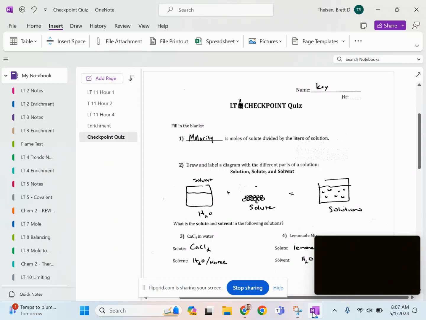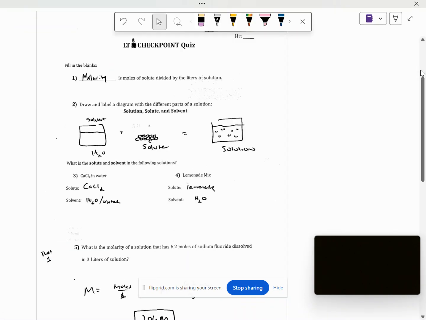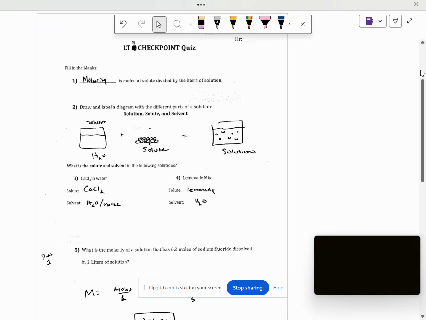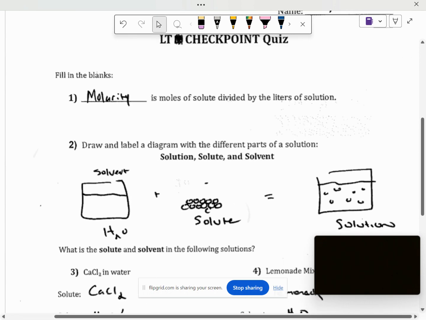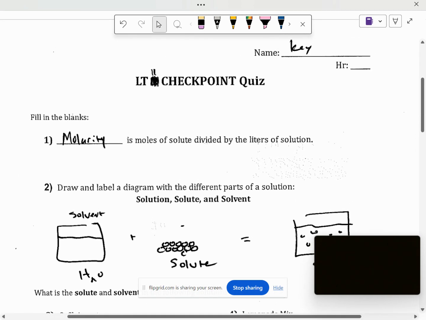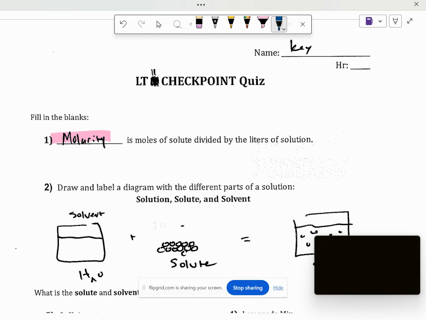All right, guys. We are going to go through your checkpoint quiz here. Just kind of walk you through some things. So, number one, molarity is the moles of a solute, which is the solid, divided by the liters of solution. So the equation is that, right? It's just basically asking what the equation is.